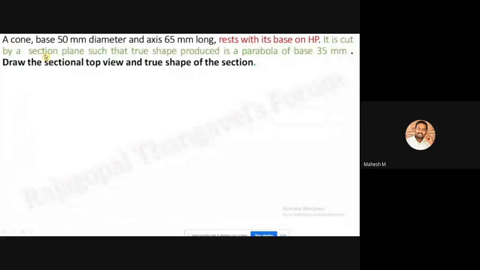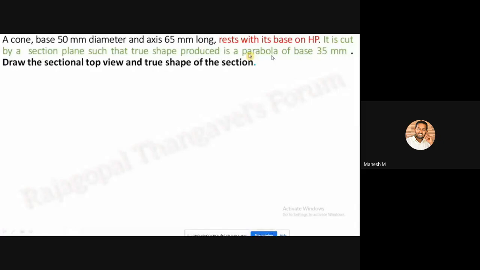So if the base is on HP, then we can draw the top view with a circle. Then it is cut by a section plane such that true shape produced. Okay, so here the section plane condition is totally different. So what is the condition? We are not having the section plane angle, and also we are not having the distance of the section plane. So instead of that, a section plane such that true shape produced is a parabola.